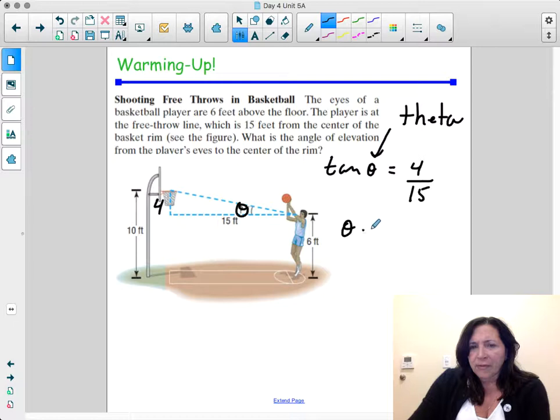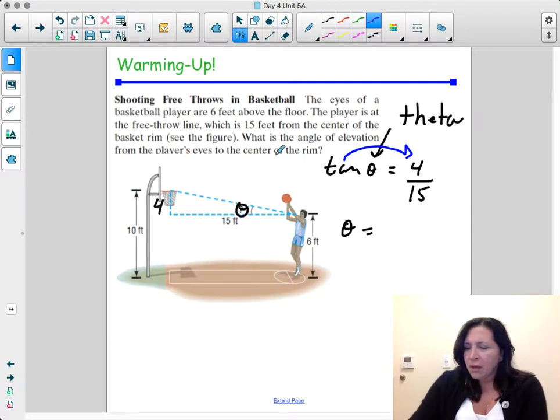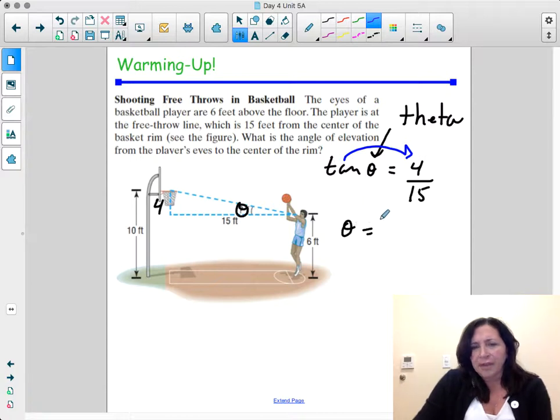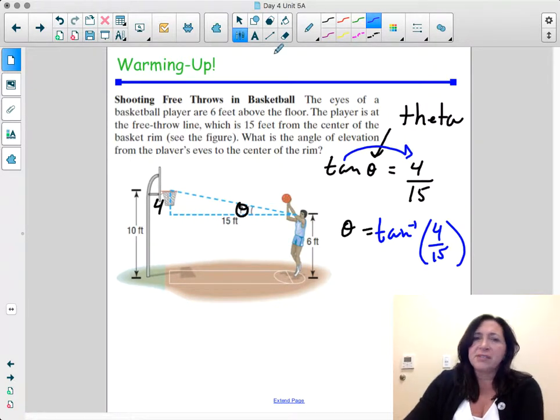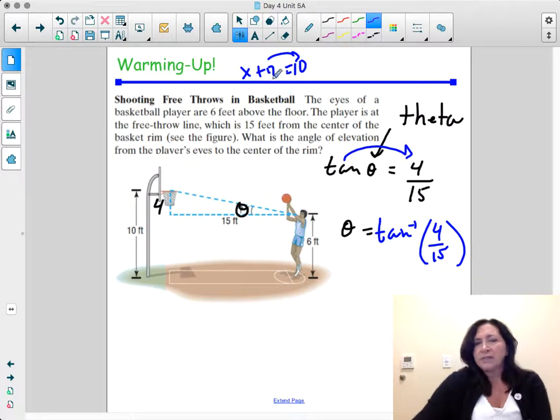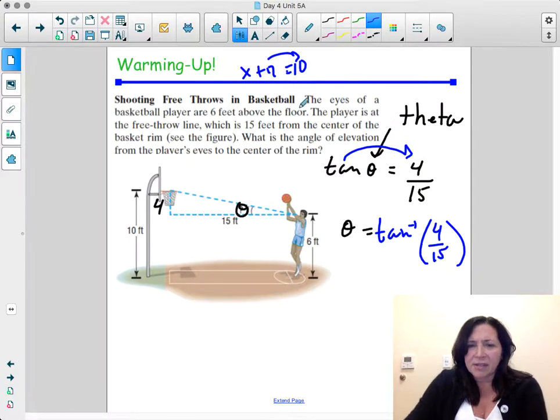Remember, when you're getting theta by itself, you're isolating the theta. What you need to do is to get the tangent to the other side. What you're actually doing is finding the arc tangent of 4 over 15, because when you're moving tangent to the other side, you're taking its inverse. It's very similar to an equation where you have x plus 7 equals 10. In order to get 7 to the other side, you're going to do the opposite, or the inverse, of add 7. So the inverse of that is minus 7. That's the same type of thing that we're doing, okay?